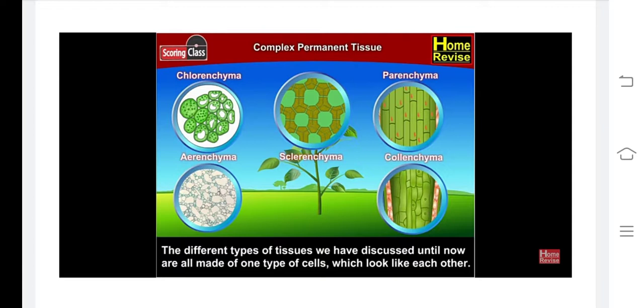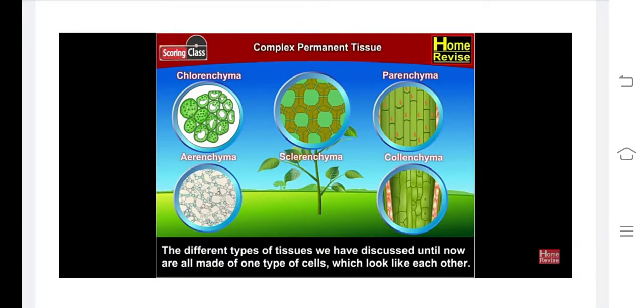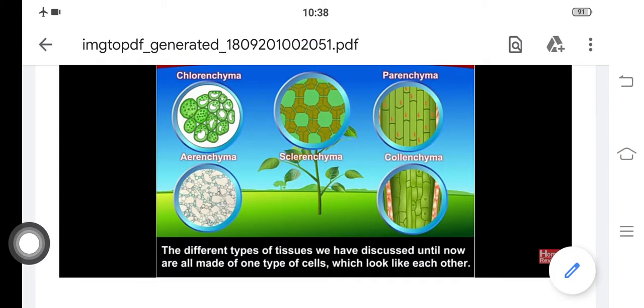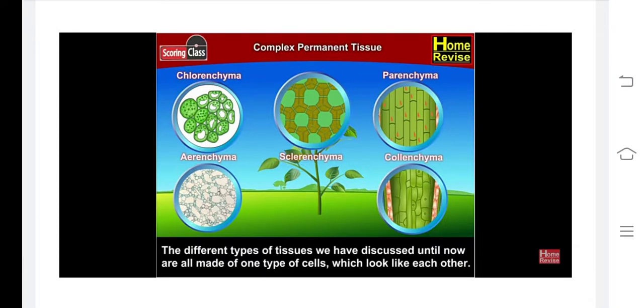Right. So parenchyma, collenchyma, and the next one is sclerenchyma. Chlorenchyma and aerenchyma are the divisions of parenchyma, right? So there are only three different types of simple permanent tissue: parenchyma, collenchyma, and sclerenchyma. What about chlorenchyma and aerenchyma? They are the subdivisions of parenchyma. These are the simple permanent tissues.